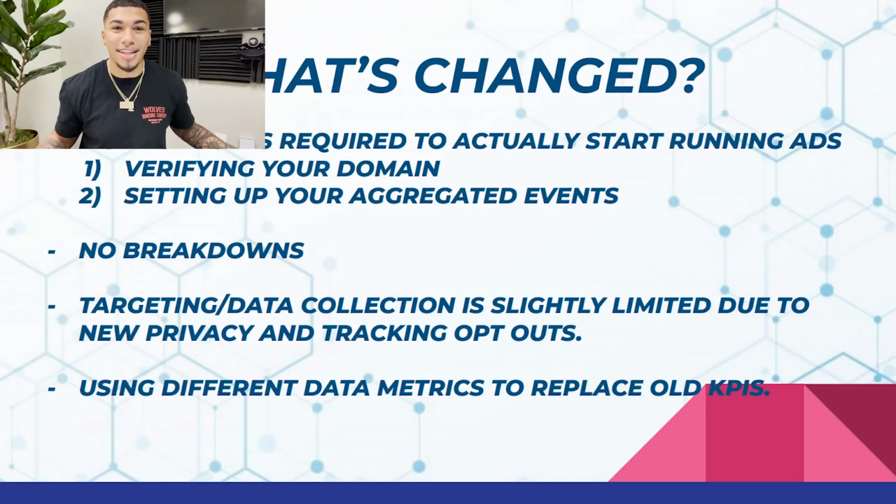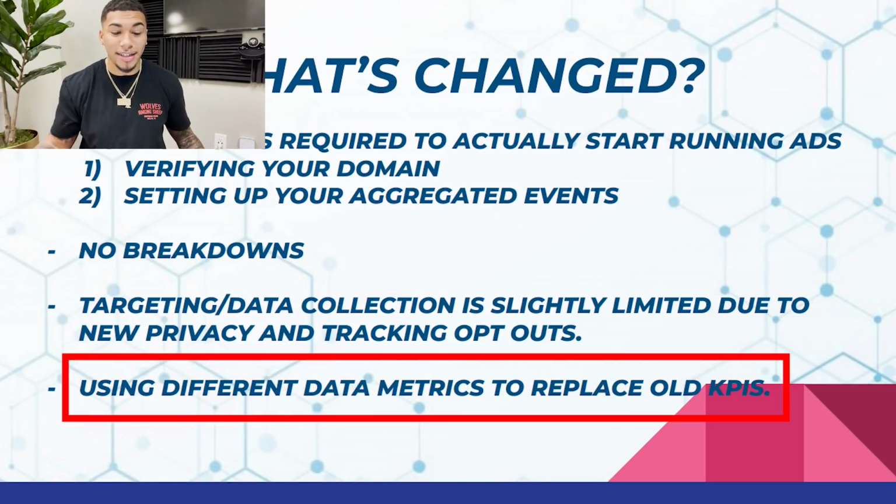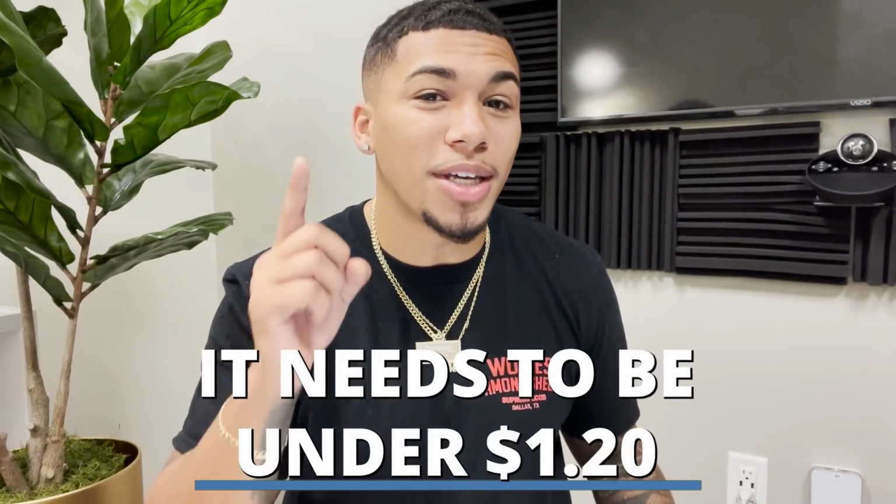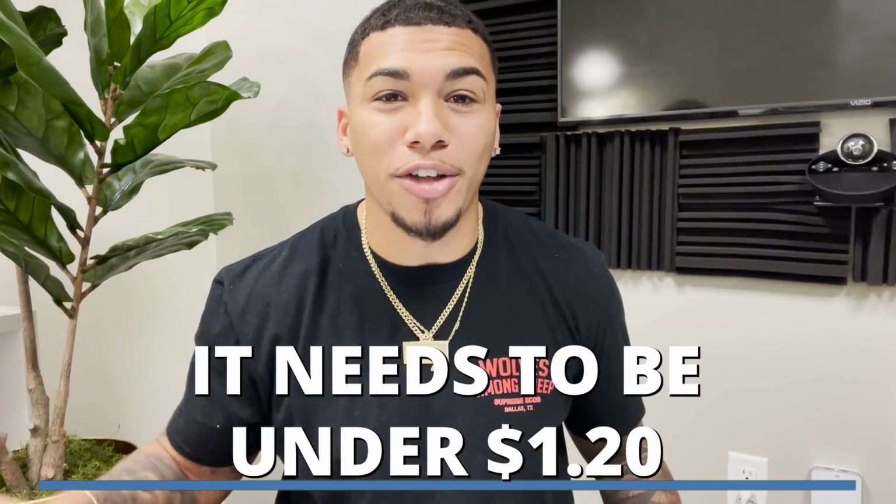That brings me to my next point: using different data metrics to replace old KPIs. Because content views are being delayed and not tracked efficiently, what you should replace them with is cost per unique link click. So here's a tip of the day. For an advertisement to do well, it needs to be under $1.20 cost per unique link click.